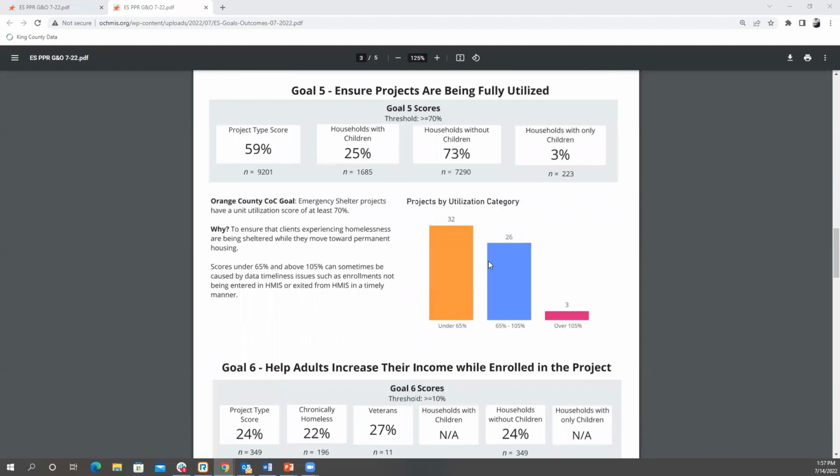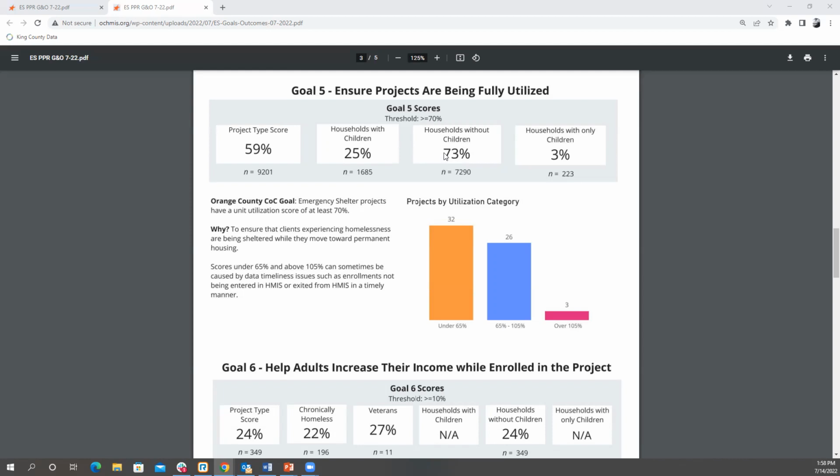Goal 5 is looking at utilization of emergency shelter beds. So, I mixed them around, or I think this is mixed around. It should be households with children, I think is 73%, and without children is 25%. So we'll check that and confirm.